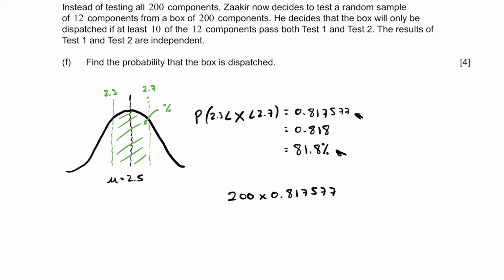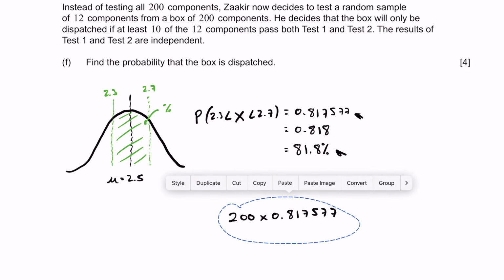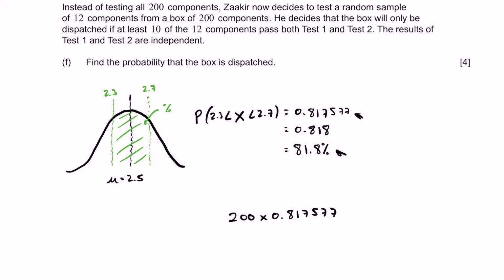0.817577. This is our expected frequency, and we know expected frequency is equal to the number of trials times the probability of occurrence. In this case, 200 trials or 200 components. The probability that any given component is going to be within this range is 81.8%. And here we go. Let's work this out on the calculator.